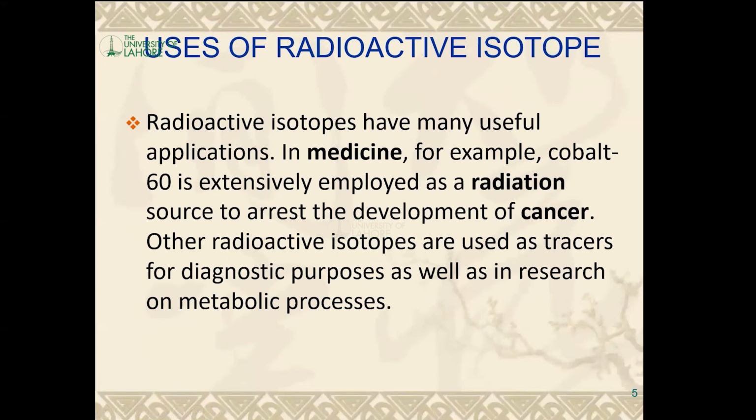Radioactive isotopes have many useful applications in medicine. If you want to diagnose cancer, one of the most common radioactive isotopes used in medicine is cobalt 60. In addition, iodine 123 is also used as a radioactive isotope. So these radioactive isotopes are used for diagnostic purposes as well as in research on metabolic processes.